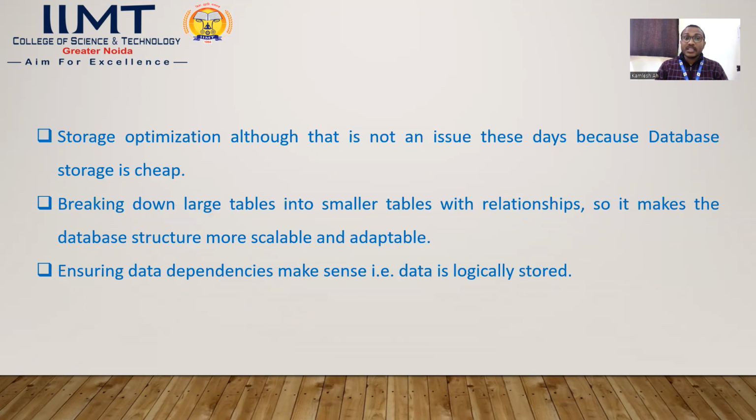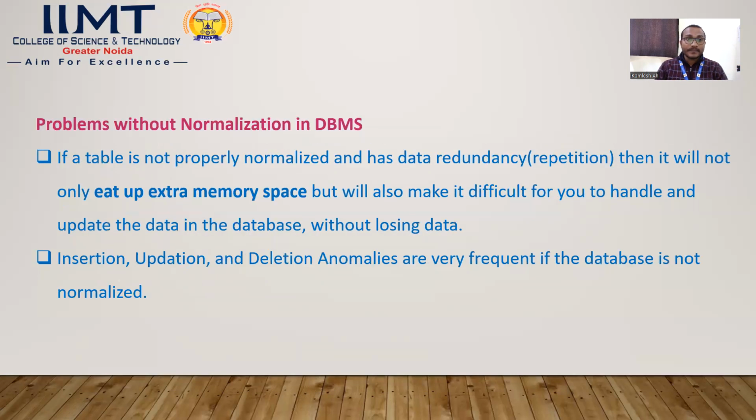Normalization helps in keeping data consistent by storing the data in one table and referencing it everywhere else in the database. Storage optimization, although that is not an issue these days because database storage is cheap. Breaking down a large table into smaller tables with relationships makes the database structure more scalable and adaptable. It also ensures data dependency makes sense, that is, data is logically stored.